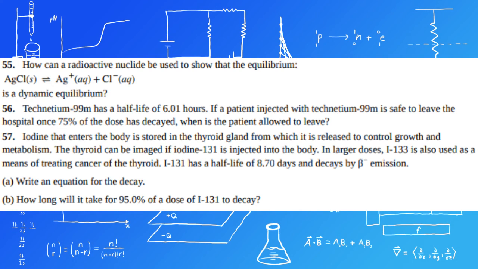Write an equation for the decay. How long will it take for 95% of a dose to decay? Okay, 95%, 5% remaining. That one, you are going to have to bring out the calculator to figure it out accurately. But if you were given this on a non-calculator exam, you could still do it, because 5% remaining, let's see.